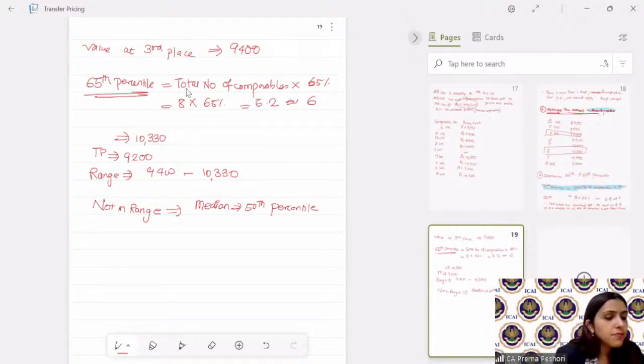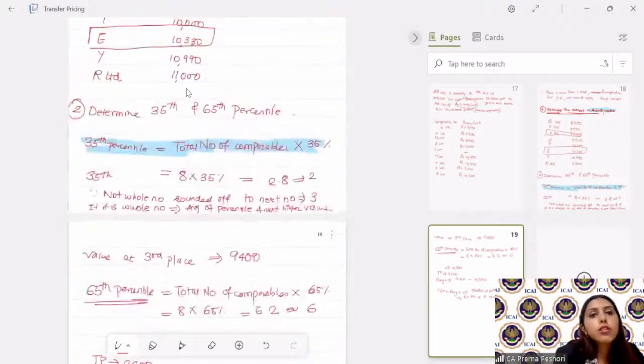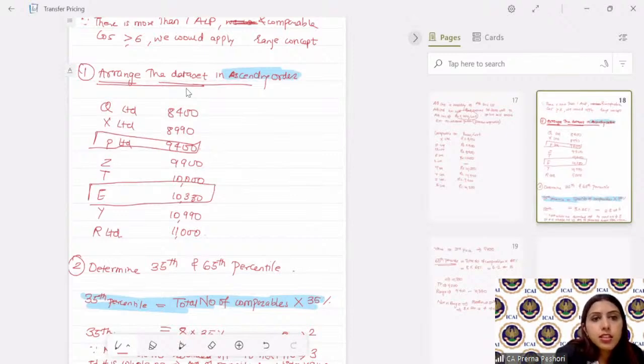Now what is the median? The median is the 50th percentile, which means again 8, the total number of comparables, into 50%, which comes to 4. Since 4 is a whole number, what did I say? Average of that particular percentile and the next number. So the average of the 4th and 5th place will be taken. Now, what are the 4th and 5th place values? These. So the average of these two will be taken up.